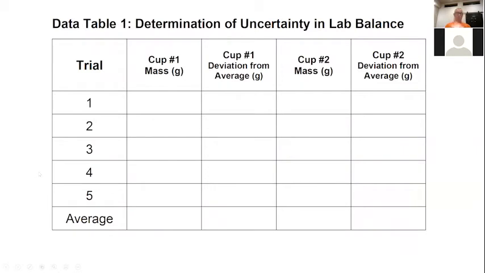Once you have the mass of the water, here's where we put down our determination for the lab balance. All 5 masses there, all 5 for number 2. Give what the deviation from the average is, always a positive number. And then we want the average deviation for 1 and 2. They should be pretty much the same. I'd be very surprised if you get 2 different deviations, unless you use 2 completely different cups.